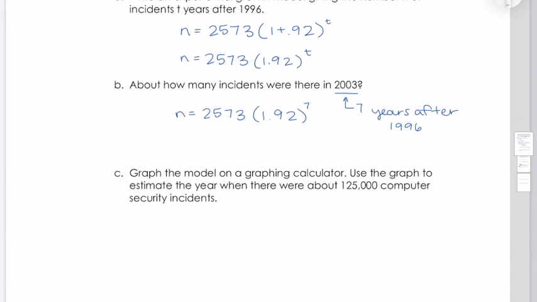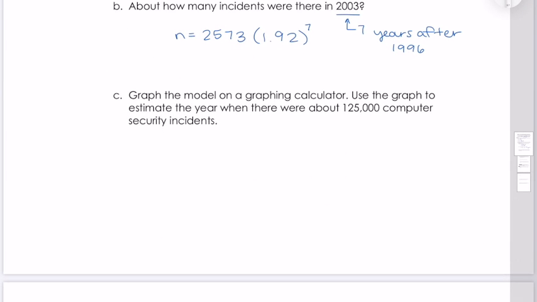Alright, so plug that into your calculator. 2,573 times 1.92 to the power of 7. Once you plug that in, you should get 247,485 incidents.